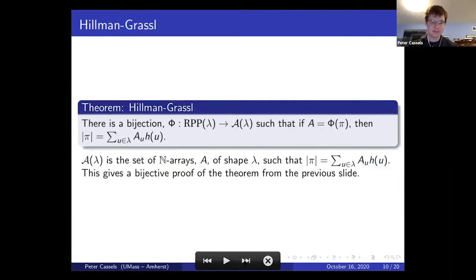After Stanley's proof came a proof given by Hillman and Grassl, which proved this bijectively, giving a bijection between RPPs and these arrays A_lambda, natural number arrays, where 0 is a natural number, such that we have the relationship between the size of the partition and the hook length.